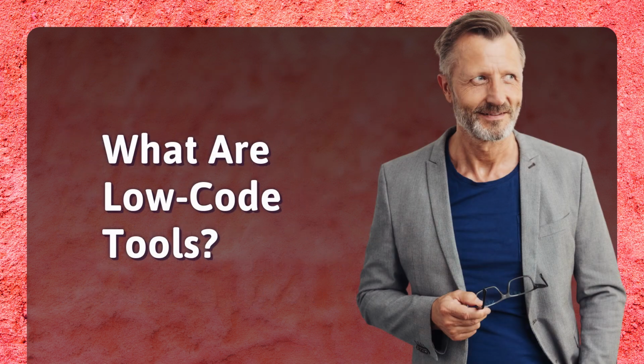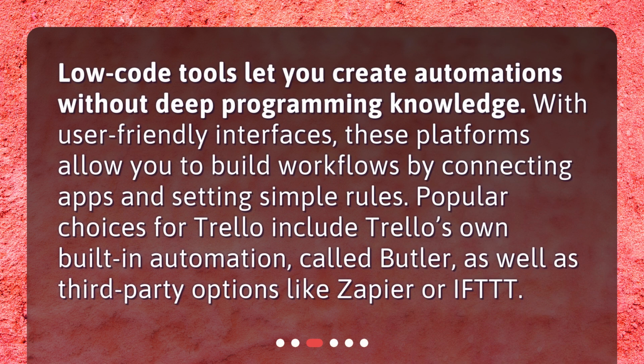What are low-code tools? Low-code tools let you create automations without deep programming knowledge. With user-friendly interfaces, these platforms allow you to build workflows by connecting apps and setting simple rules. Popular choices for Trello include Trello's own built-in automation called Butler, as well as third-party options like Zapier or IFTTT.